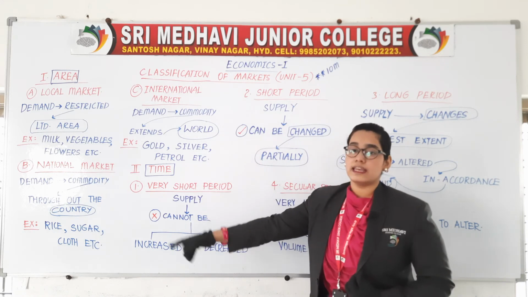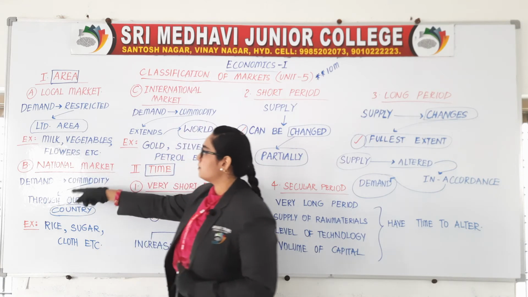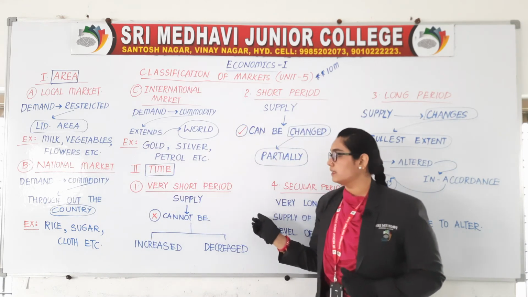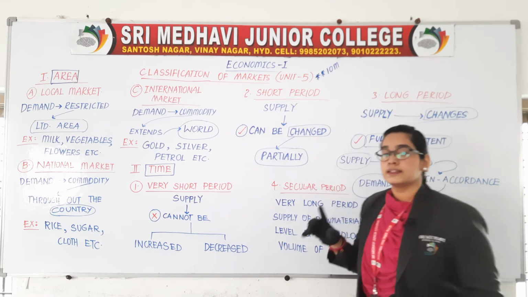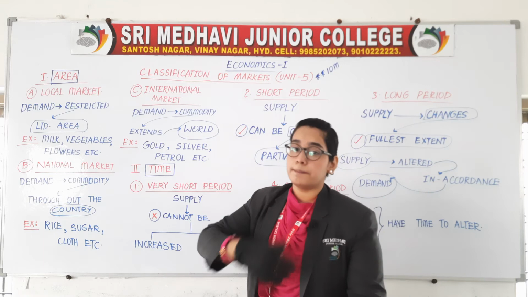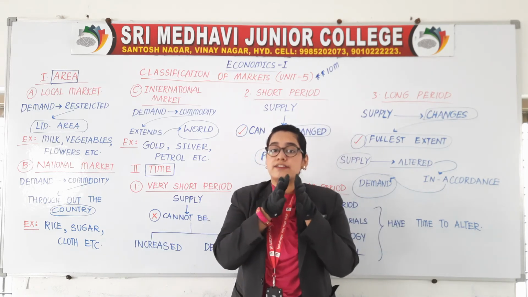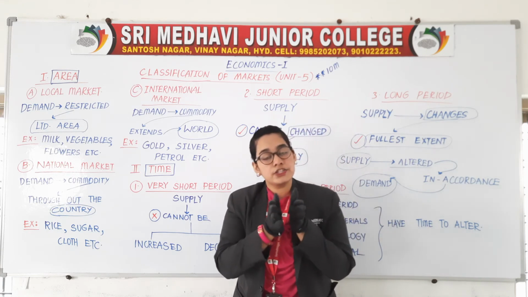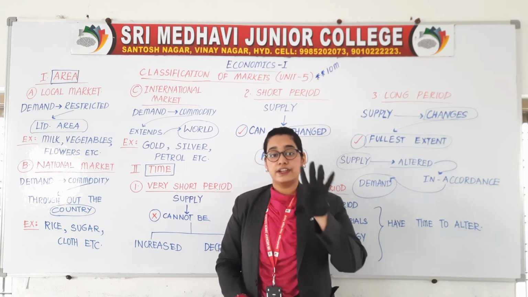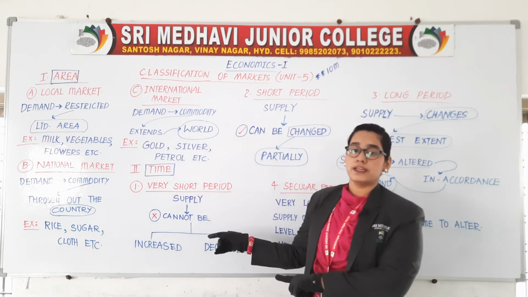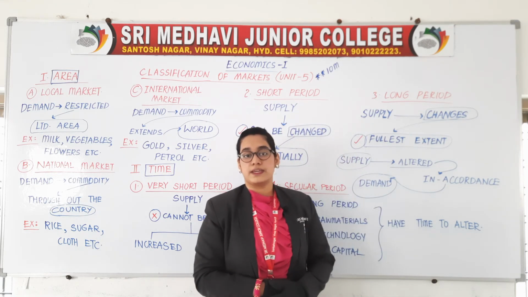So based upon area, you might have noticed I have talked only about demand, and based upon time we are saying supply. That means in an area, based upon the demand, markets are divided into local, national, international. Based on supply, the markets are divided into 4 types: very short period, short period, long period and secular period.